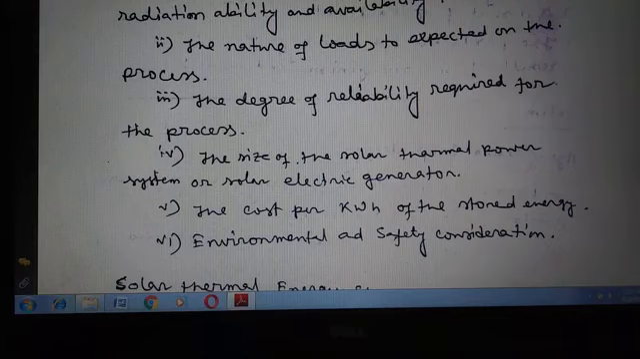Now the solar thermal energy storage system. Thermal energy can be stored in well insulated fluid or solids. Thermal energy storage is essential for both domestic water and space heating devices. Thermal energy can be stored either as sensible heat or latent heat.